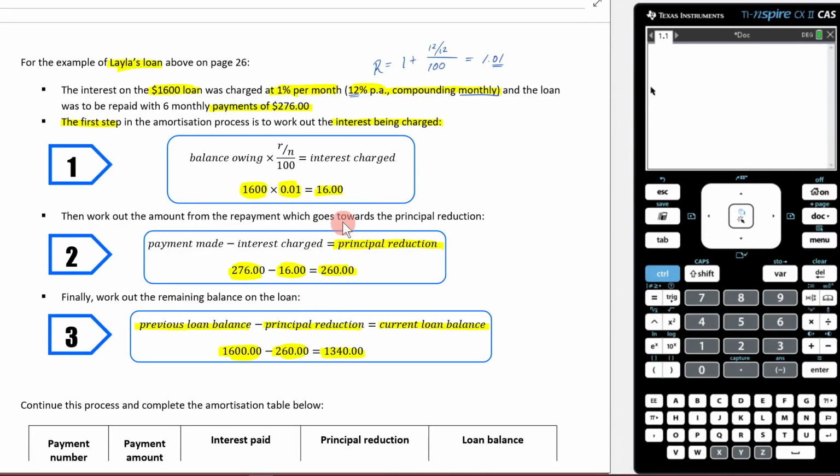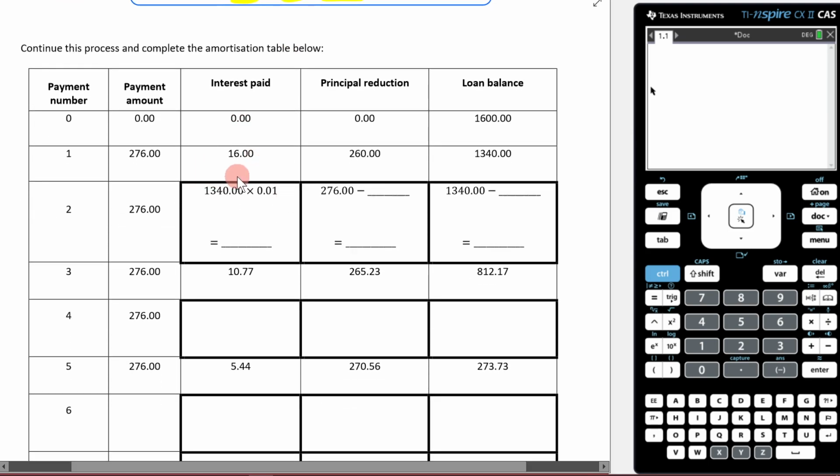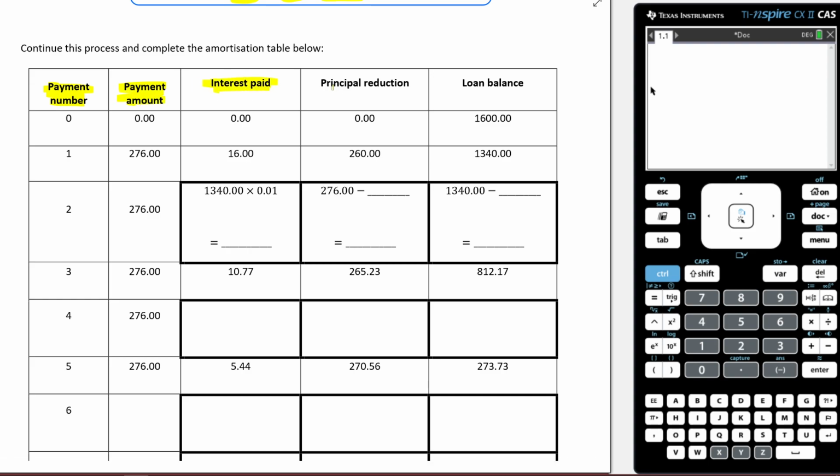All right, so we have gone through some background information about amortization tables. Let's now see an amortization table for itself. And here it is in all of its glory. Let's now break it down. As you can see, we've got the payment number, the payment amount, the interest being paid, the principal reduction, and then the loan balance. So let's look through these one by one.